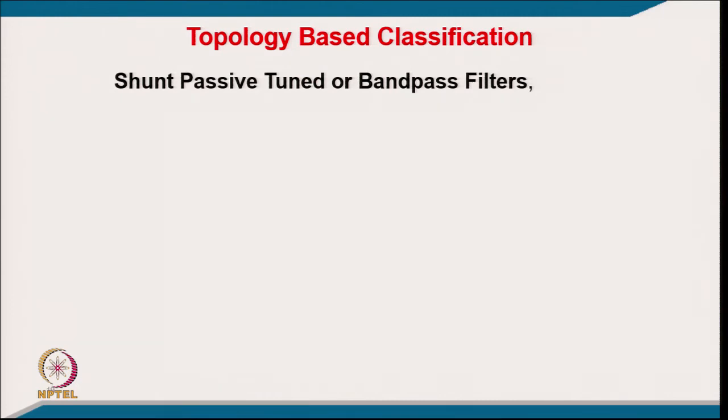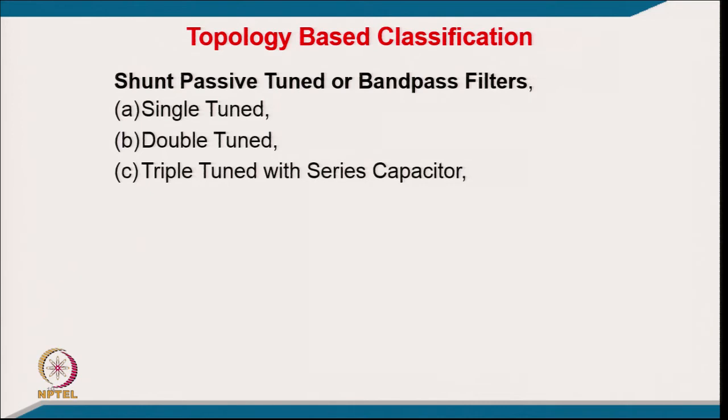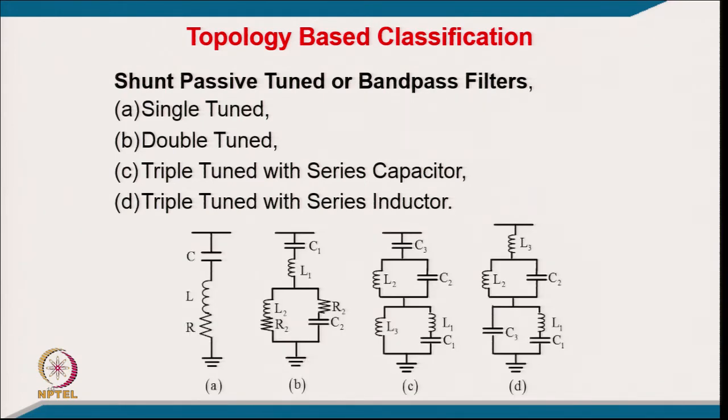So let us come first to the shunt passive tuned or band pass filter. It can be a single tune, or a double tune, or a triple tune with a series capacitor, or a triple tune with a series inductor. These are shunt passive tuned or band pass filters, which are normally used in shunt, and you can see an example here with a single tune.